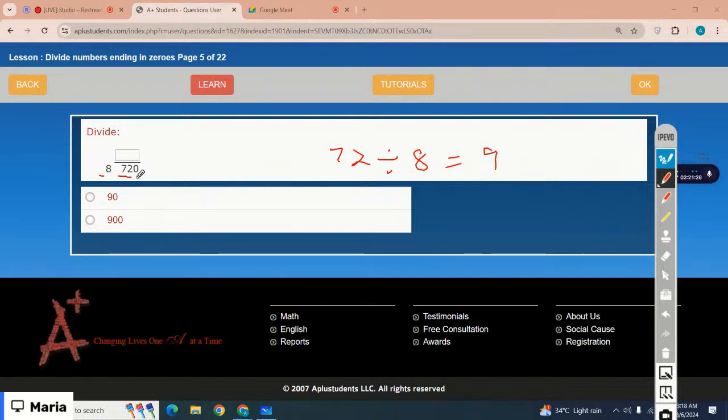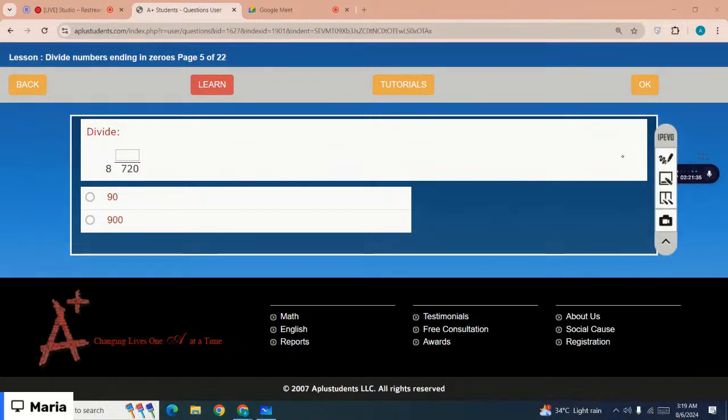So that means you have one zero here, so you need to just add a zero. So the correct option is 90. Option number 1 is the correct option. Got it?